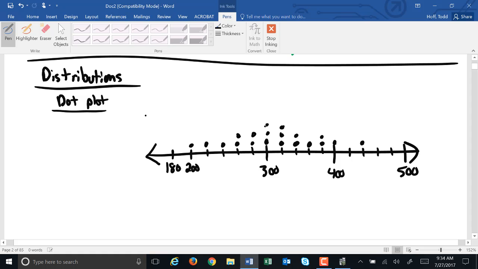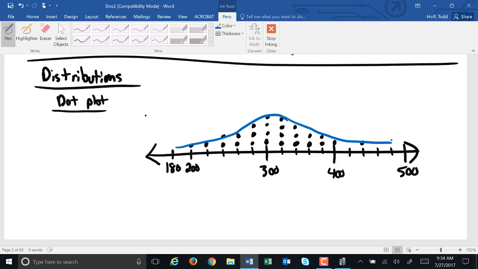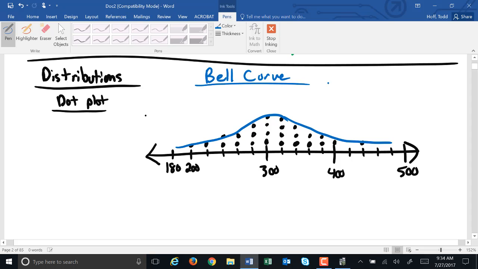And what we see is this plot starts to take on a definite shape. And if we plot enough of those points, we can trace through the top dot in each spot, and we can get a curve. That curve is the distribution. Many times, in fact most of the time, you might recognize the shape of this curve as what we call a bell curve. The technical name for that is a normal curve or normal distribution.